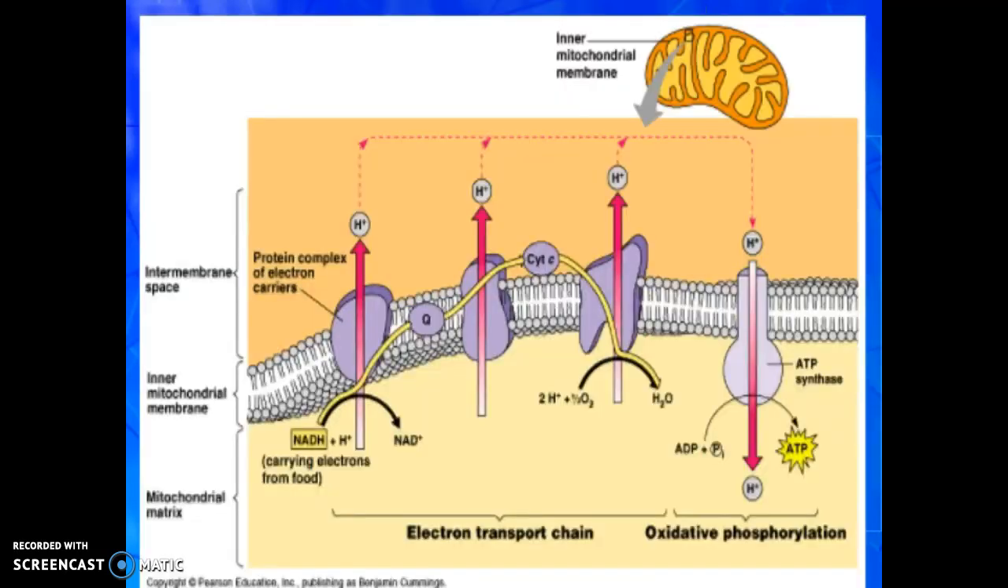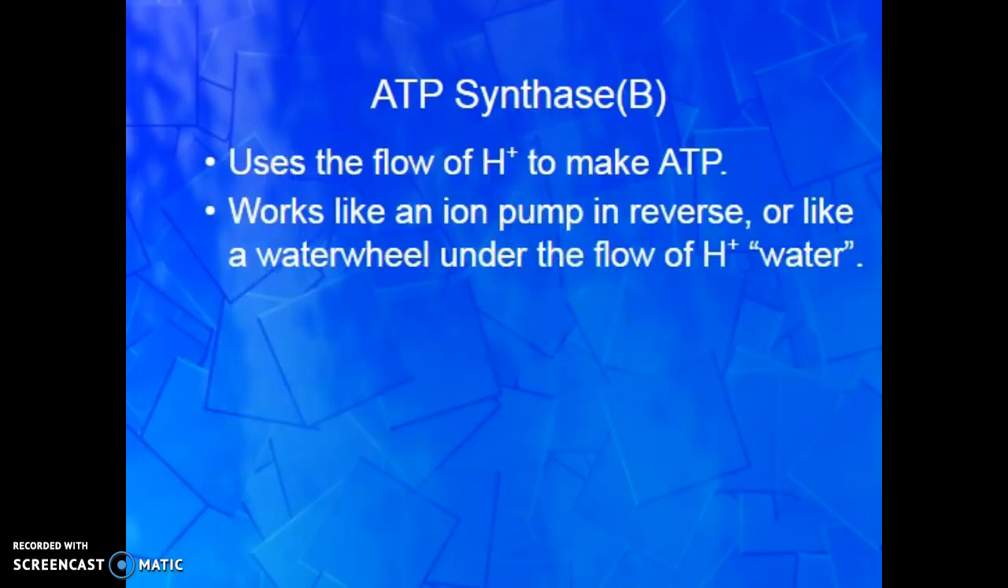Getting back to this picture, we see several of these proteins together in our complex. So you see we're pumping out, and the protons diffuse back across. When they diffuse across, they're going to use ATP synthase. It's going to turn that water wheel, and that's going to create ATP. Remember when we talked in Chapter 8, ase means it's an enzyme, and synth is what it does, so it's going to be something that synthesizes ATP. It works like an ion pump in reverse, or like a water wheel.